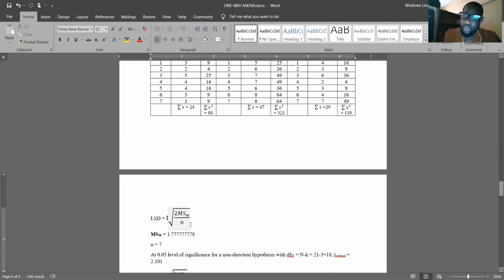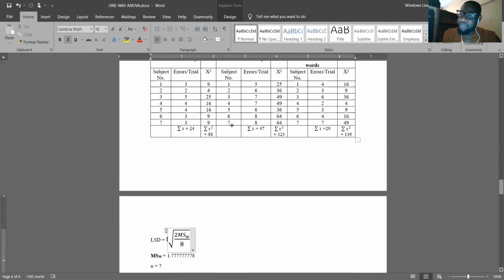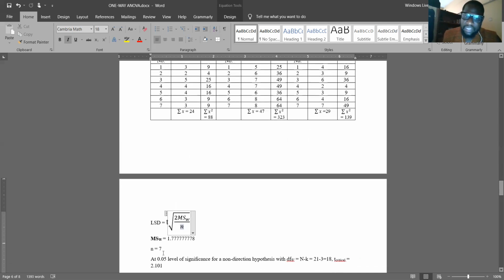Then within the formula for LSD, we have small n. This small n definitely represents the sample size. And you could see that the sample size for all the three groups were 7 each. So it means our sample size should be 7.